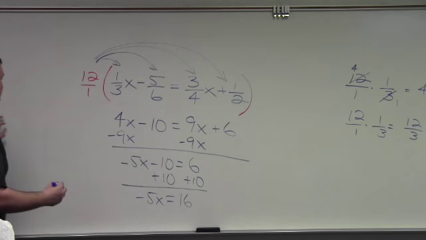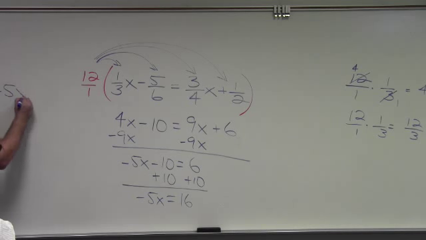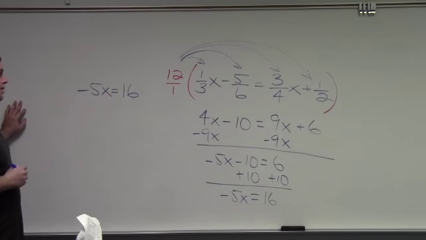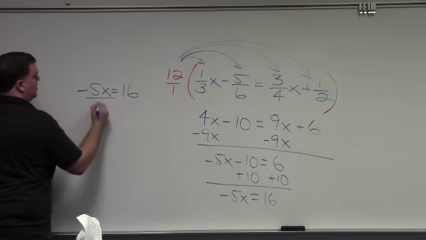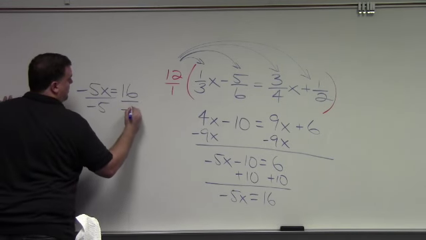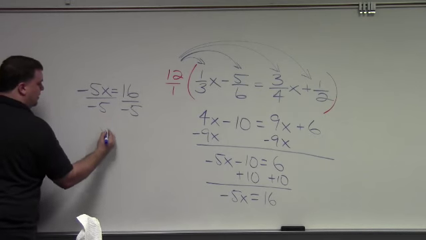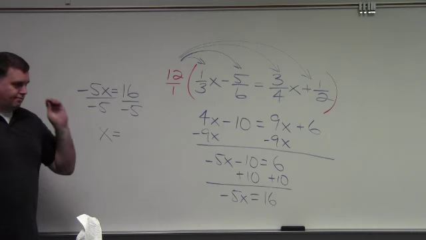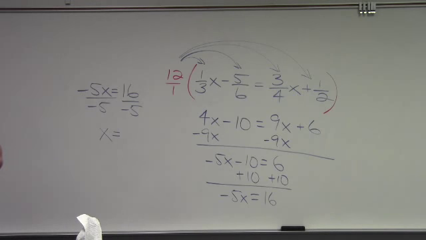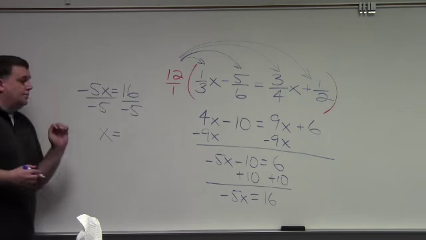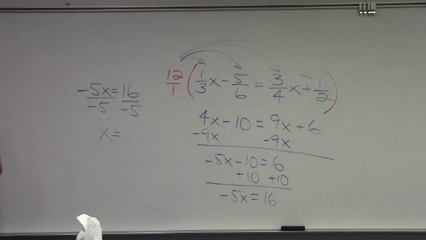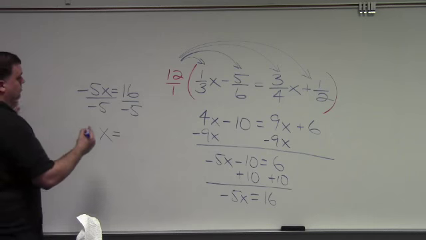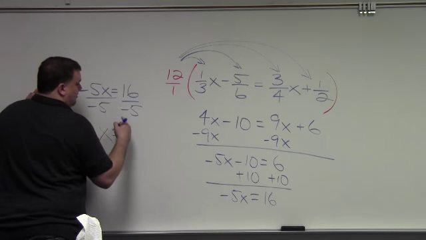I'll move that over here. My last step to get x by itself would be to do what? Divide by -5 to get x by itself and positive. How would I write 16 over -5? We want to keep it as an improper fraction. You don't want to introduce mixed numbers. Just keep it improper, that's fine.